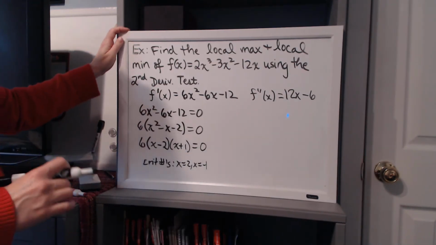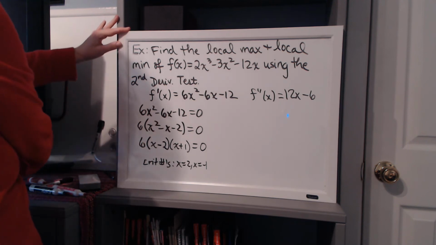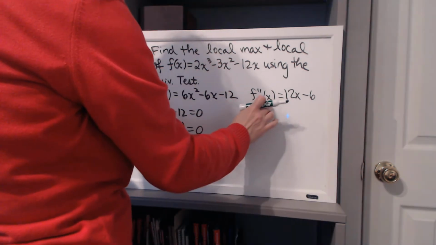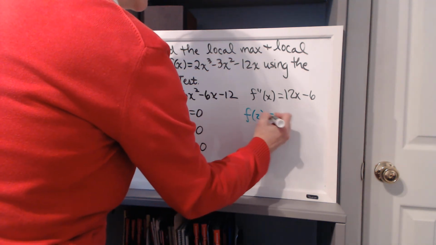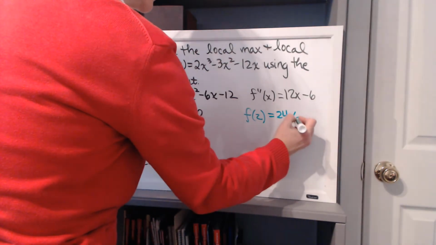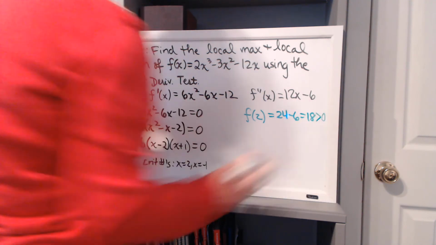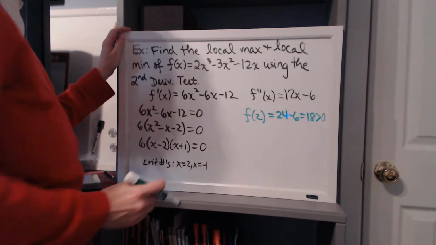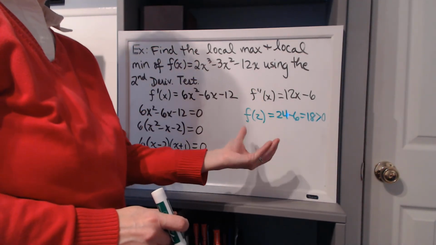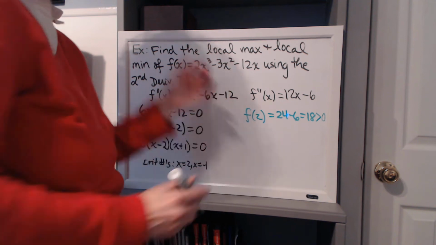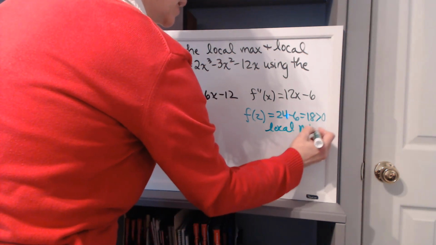All right, now to figure out whether each of those is a max or a min, we are going to plug each into the second derivative. So I'm going to start with f double prime of 2, and that gives us 24 minus 6, which is 18. The important thing here is that that is positive. So we have positive, so it's going to be going up. This is the way we want to think about it: positive, up. So we get a local min.